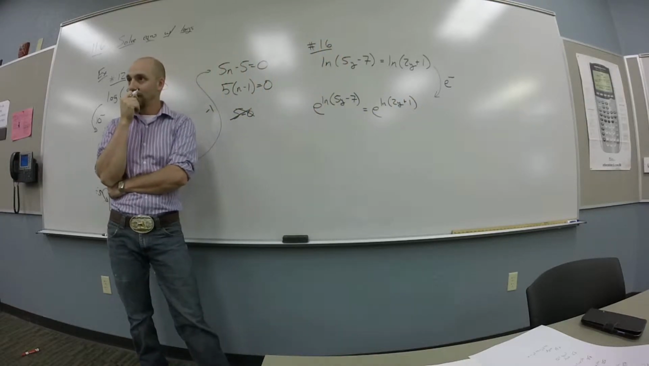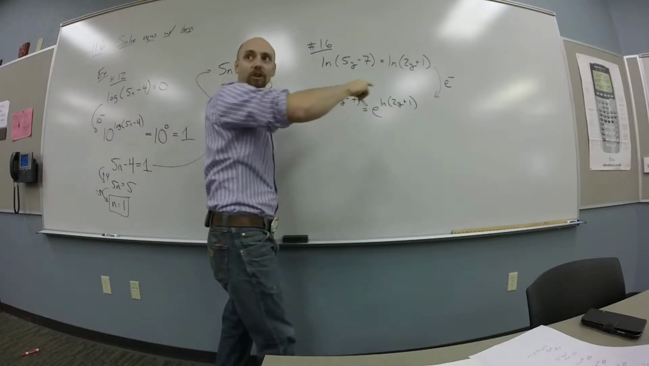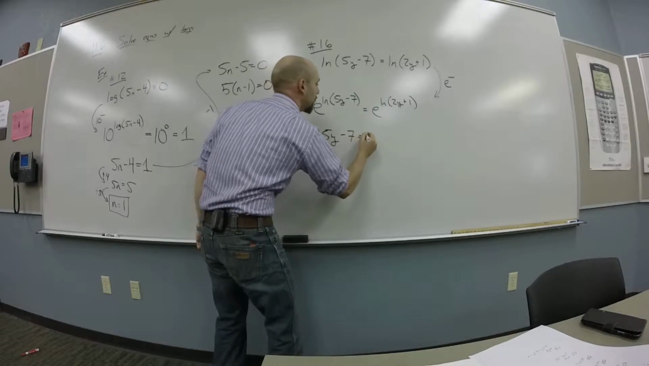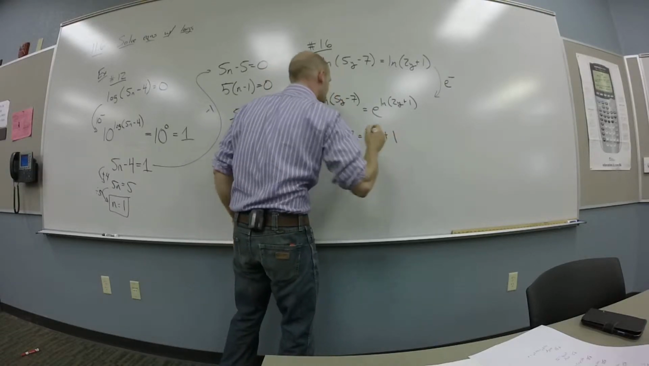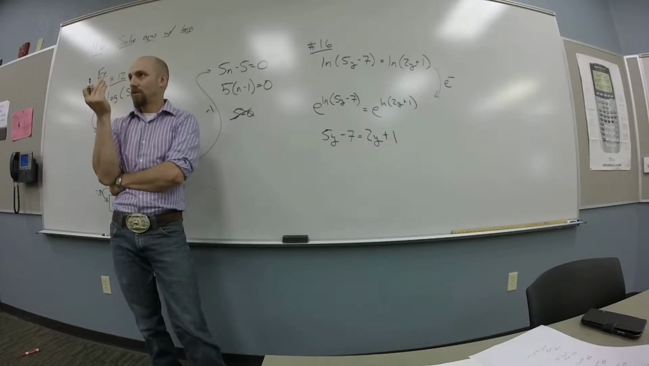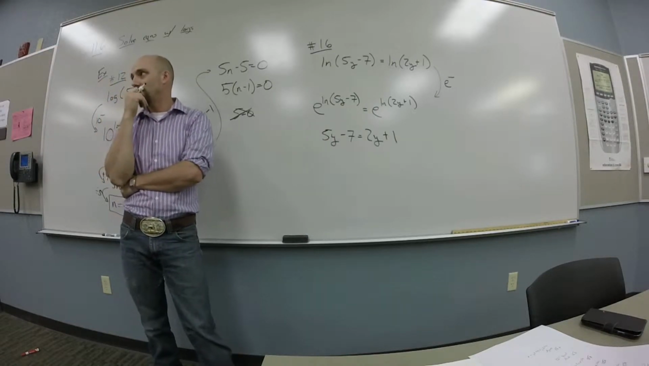Now you take them out. The e's and the natural logs cancel, right? So I get 5y minus 7 is 2y plus 1. Then what? You solve for y. Yeah, I should solve for y. How do I solve for y?